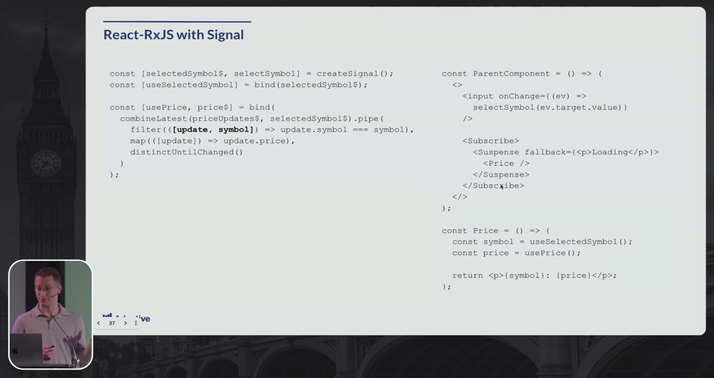And that's really it on that side. In our parent component, we now have a hypothetical text field. And whenever the text field changes, we change the symbol, which emits on the selected symbol observable. And in our price component, we now get the symbol not from a prop, not from a hard-coded string. We just get it from that useSelectedSymbol hook. And that's really it.